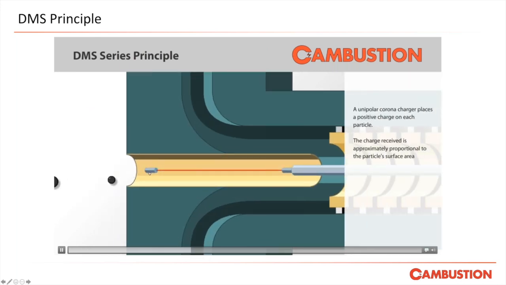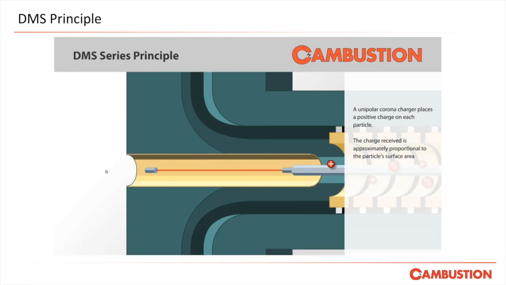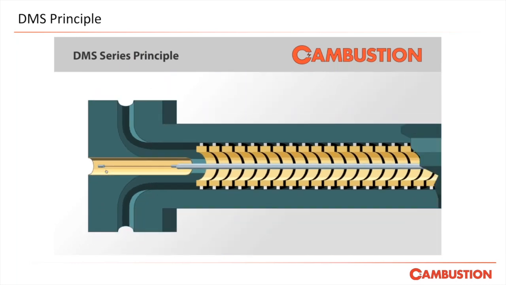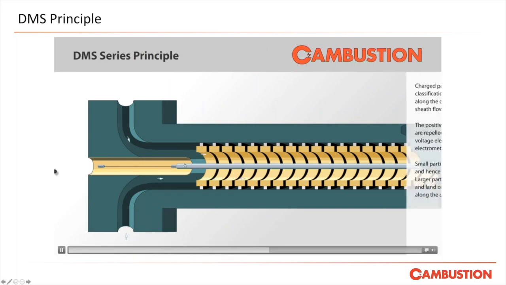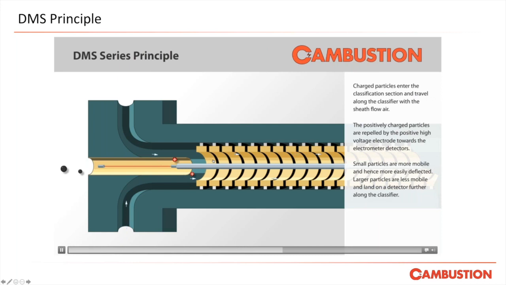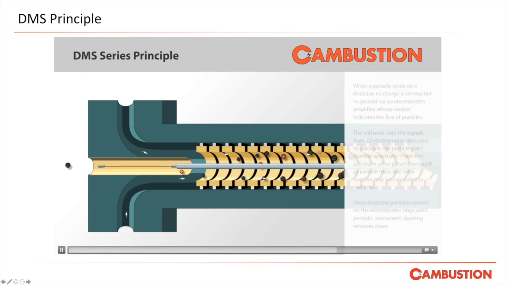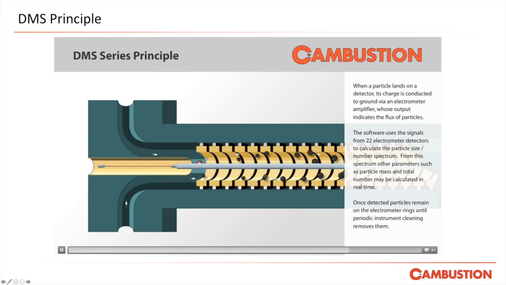So here we have a high voltage wire, which puts a positive charge on the particles entering the classifier. When the particles leave the charger, they then enter this classifier, where they meet a sheet flow of clean air. The positive charge is repelled by this high voltage rod in the middle, and particles will land on one of these 22 detectors. The small particles are very mobile, are deflected and move very easily, and they land at the top of the column here, and the large particles land at the bottom.